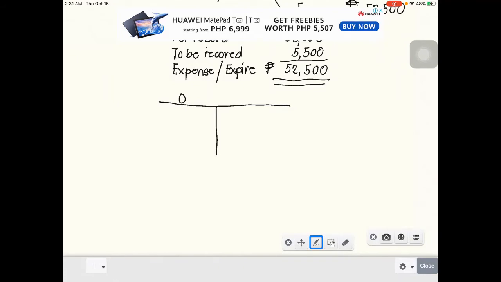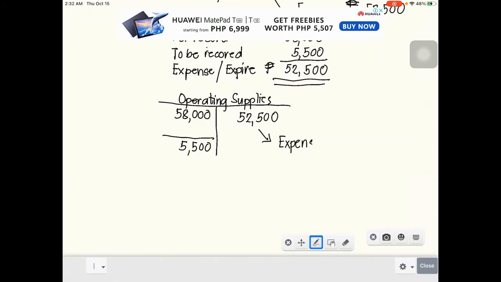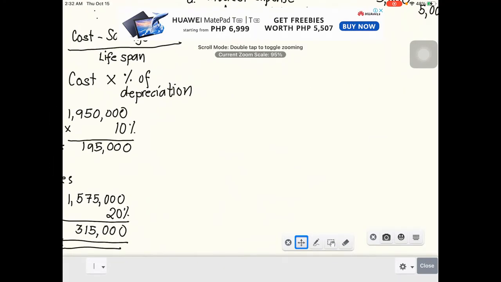This is the operating supplies. At first, you had the amount of 58,000, but what should prevail, what is left, should be 5,500. So how to make it 5,500? You have to subtract 52,500. So what is this? This is the expense portion. So this is the supplies expense. So how to make the entry? We have to record the expense, 52,500.